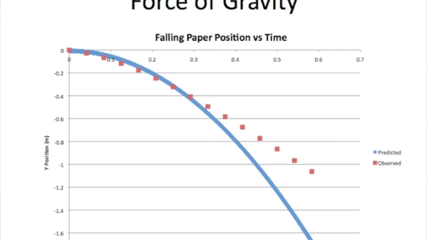Notice the model is a good fit in the beginning when the velocity is fairly constant, but as soon as the paper ball speeds up, the velocity overcomes the force of gravity. There is obviously another force acting on the paper ball and slowing it down.